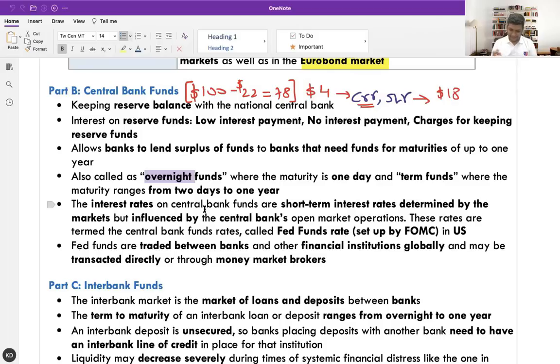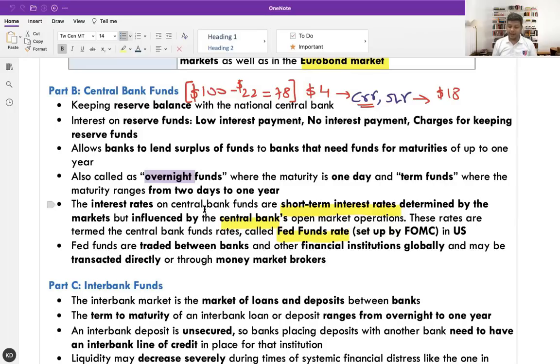Yes. So the interest rates on the central bank are short-term interest rates determined by the markets, but influenced by the central bank's OMO, open market operations. These rates are termed central bank fund rates, which in the US are called the Fed funds rate. And they are decided by the FOMC. FOMC is the Federal Open Market Committee, right? They are the ones who will decide what the central bank's rate will be. So what is the Fed funds rate? This is the rate at which US banks can get the money, right?